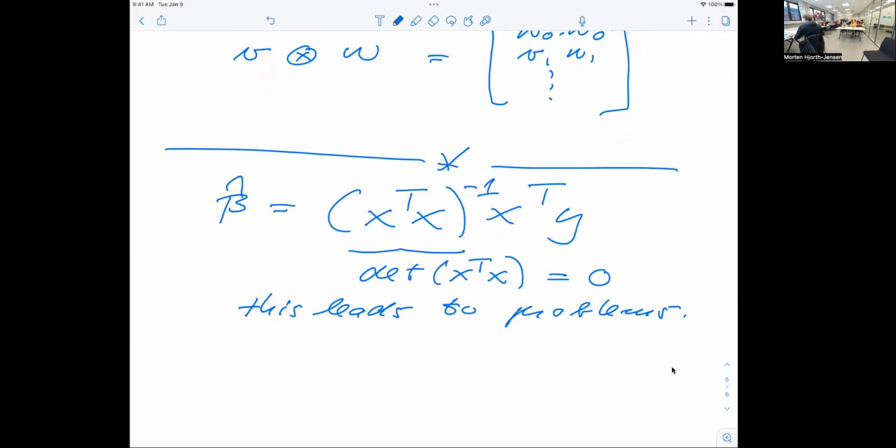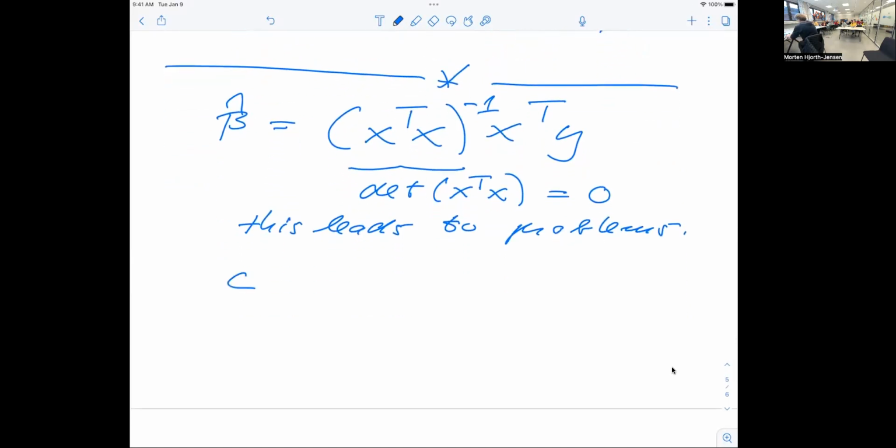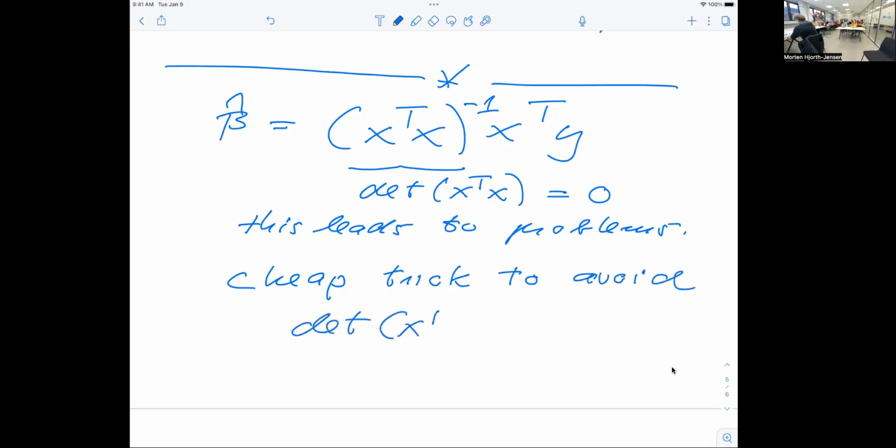Now, if you look at this matrix X, there's a cheap trick to avoid this determinant of X transpose X being 0, or the matrix being non-invertible. What is the simplest possible trick you could think of to avoid a determinant which is 0? And this is actually what motivated ridge regression when it was introduced.